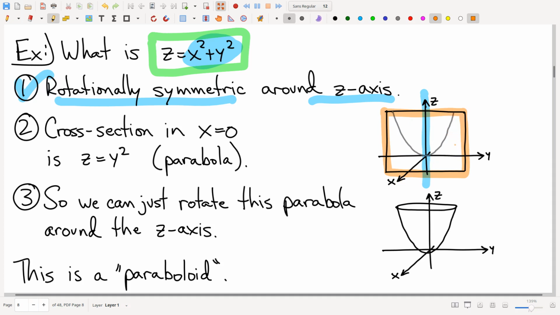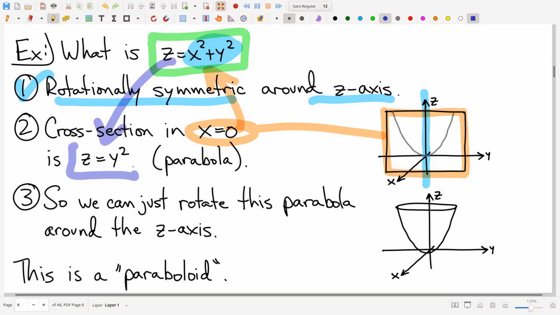Okay, so I pick this plane. It has an easy equation to write down, x equals 0. If I want to understand its cross-section, I plug that in and see what comes out. I get z equals y squared. That I already understand. Z equals y squared is a parabola. This cross-section in the plane that I decided to look at is easy.